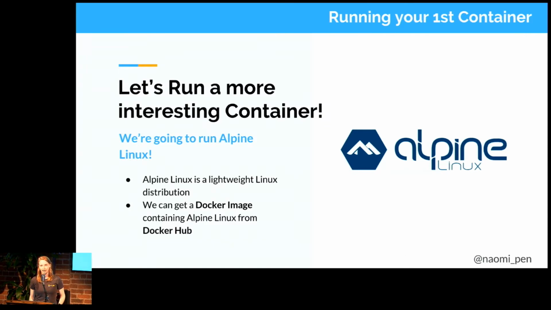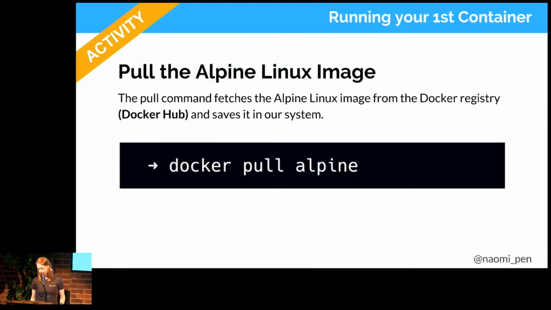Okay. Then let's go ahead and run something slightly more intricate. What we're going to run is Alpine Linux, which is a very lightweight Linux distribution, and it's freely available on Docker Hub. So first we're going to pull this image from Docker Hub. We do that by running the command docker pull alpine.